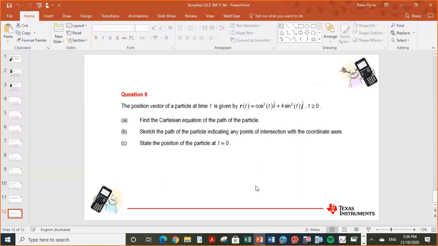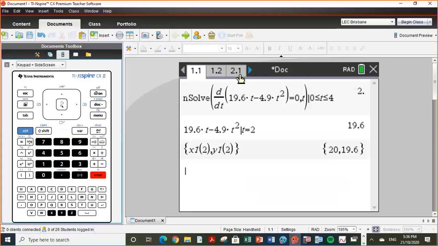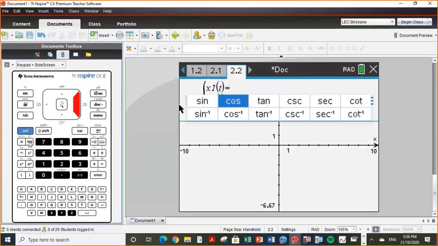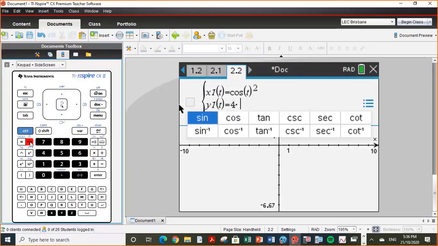Using the trace facility on Nspire, we should be able to determine that quite readily. So if we go back to Nspire and go to a graphs page, I've already taken the liberty to change it into parametric mode. Just as a reminder, we're going to press trig and then cos and then t, come outside and it's squared, then down, and we'll press 4 times trig sine t, come outside there, squared.